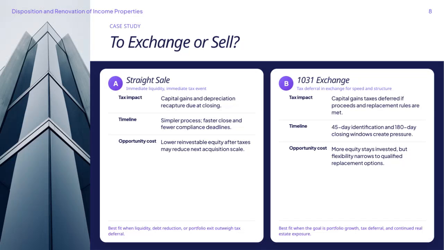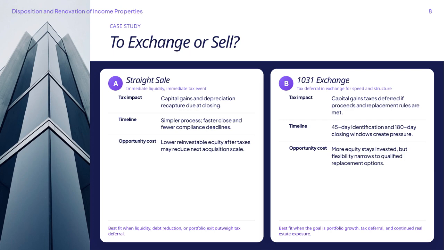Here we have a case study comparing two approaches to managing income properties, a straight sale versus a 1031 exchange. First, with a straight sale, you get immediate liquidity, which means you receive cash right away. However, this triggers a tax event where capital gains and depreciation recapture taxes are due at closing. The process is simpler and faster, with fewer compliance deadlines, making it attractive when you need to reduce debt or exit the portfolio quickly. On the downside, you may face lower reinvestable equity after taxes, which could limit the scale of your next acquisition.